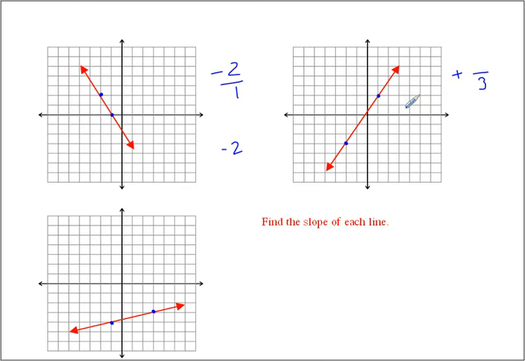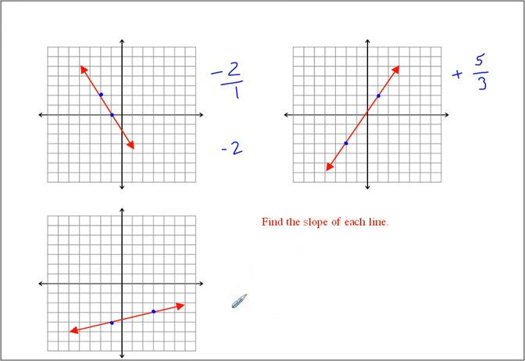It doesn't matter which one you choose, rise or run, whichever you choose first. But just make sure to cover them both. And then how far does it go up when it gets there? It goes up 1, 2, 3, 4, 5. So in this case, this line would have a slope of positive 5 over 3.